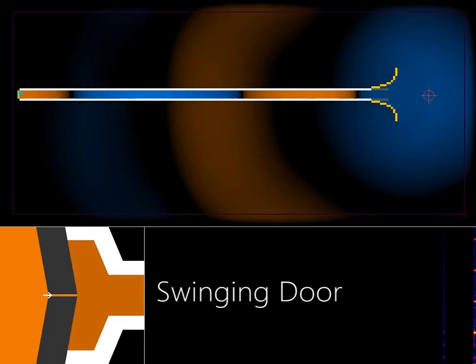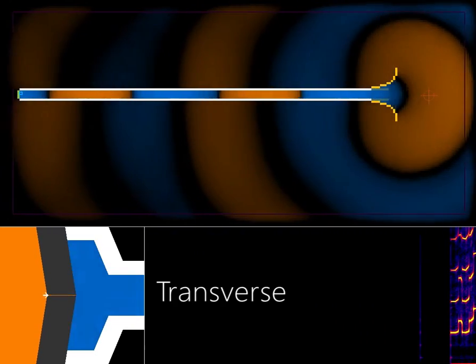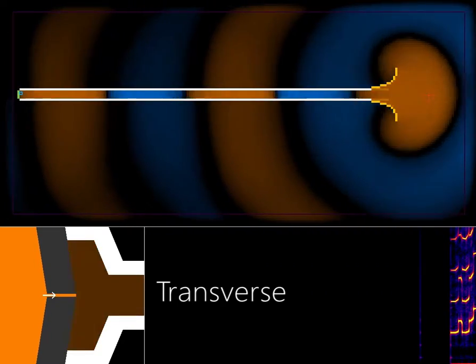Next, we have a simple bugle instrument. The bottom left shows a visualization of a brass player's lips. The lips couple to the instrument bore. At lower frequencies, the lips move like a swinging door. At higher frequencies, the lips move transversely.